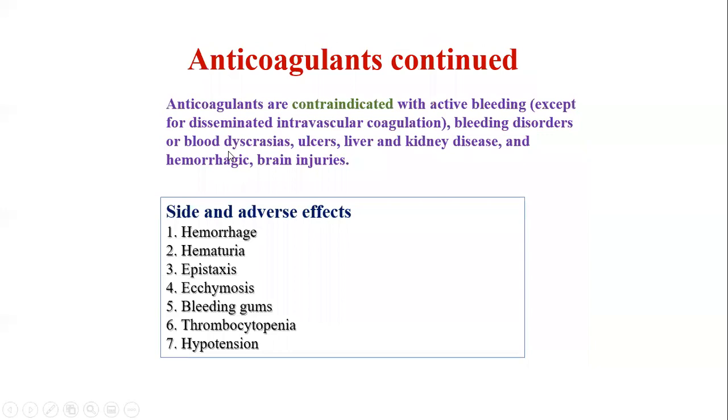Anticoagulants are contraindicated with active bleeding. So if my patient has active bleeding, tell them not to take it, except for DIC, disseminated intravascular coagulation. Also contraindicated in bleeding disorder or blood dyscrasias, active ulcer, liver problem, kidney disease, and also if the patient has an active hemorrhage or brain injuries.